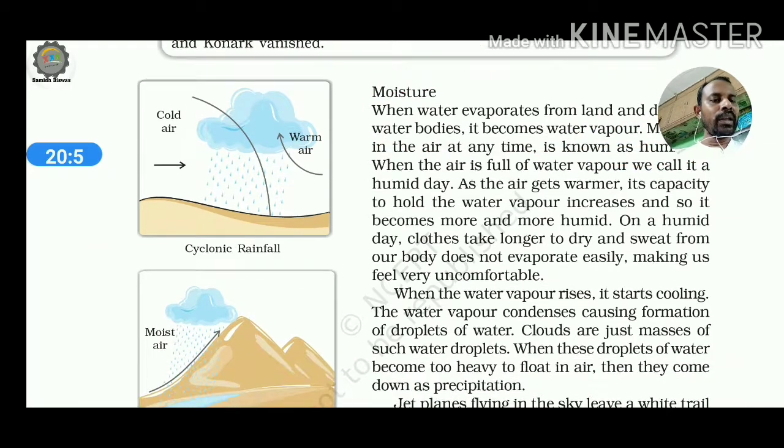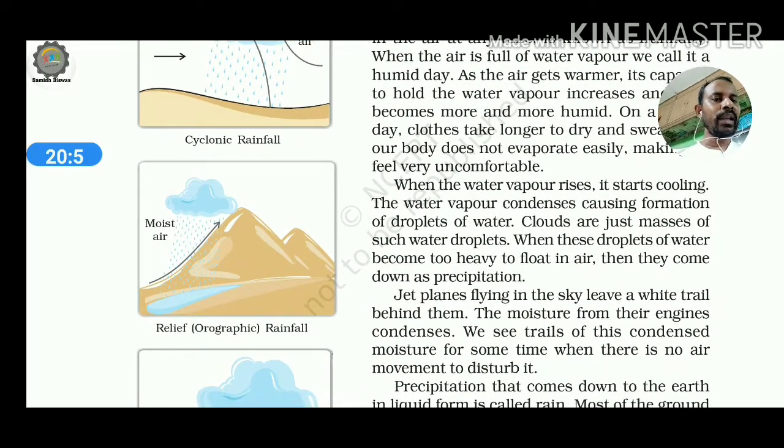Next, when the water vapor rises, it starts cooling. The water vapor condenses, causing the formation of droplets of water. This also leads to the formation of clouds. They usually form around dust particles, which are known as hygroscopic nuclei. When they get saturated with moisture, they are not able to hold themselves because they become very heavy, and due to gravitation they come back to the earth's surface. It is known as precipitation.